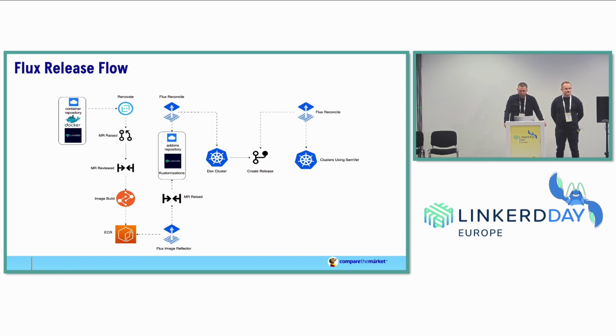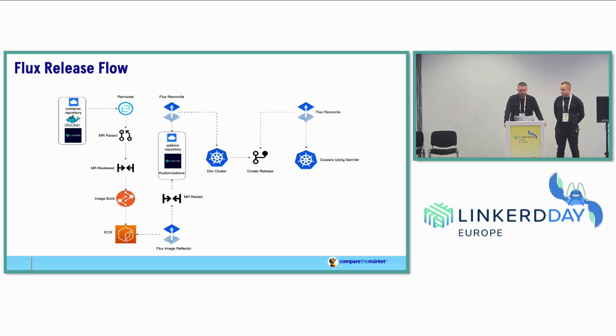Let's walk through the Flux release flow, which automates how we deploy updates in our Kubernetes clusters. We start with the container repository. This is where we store Docker files for all our cluster add-ons, such as Linkerd. Renovate looks for updates to the Linkerd version, and when it finds one, it raises an MR within the container repository. Once the MR has been reviewed and merged, an image build and scan is triggered, pushing a new Linkerd image to ECR using semantic versioning. We use this so we have more control over the images.